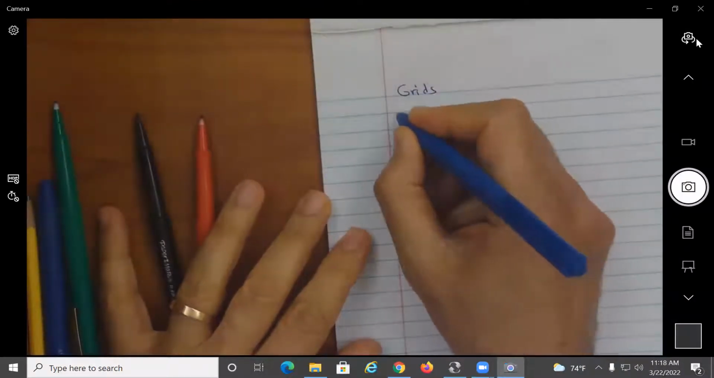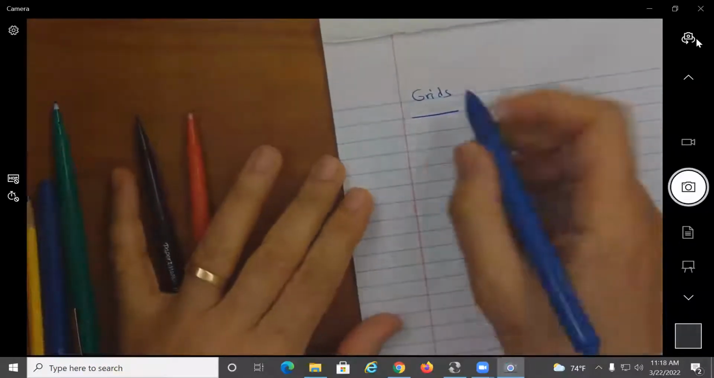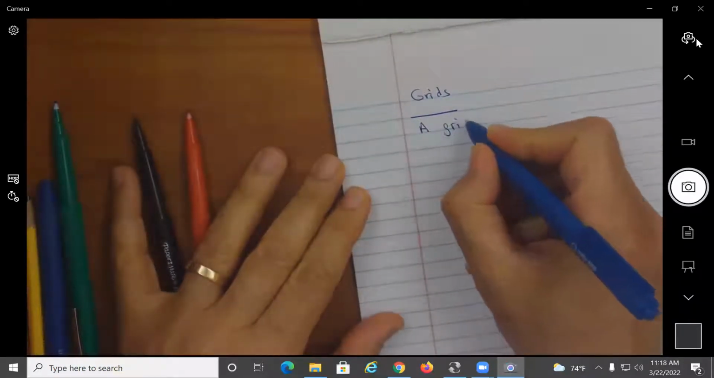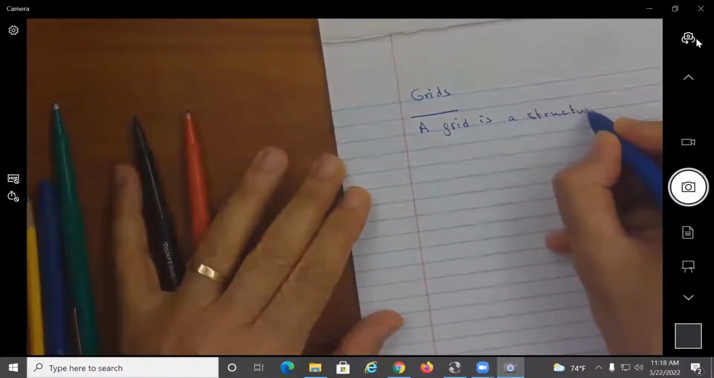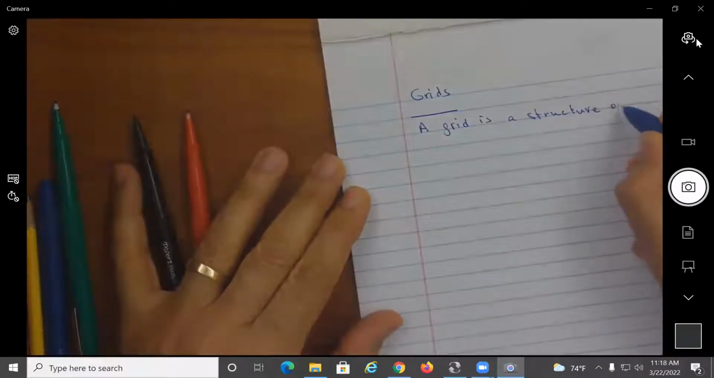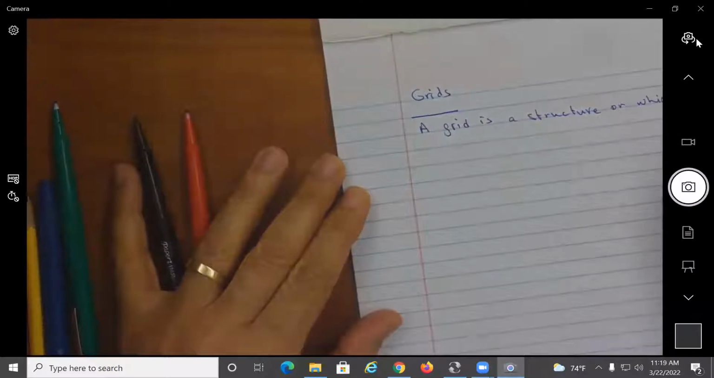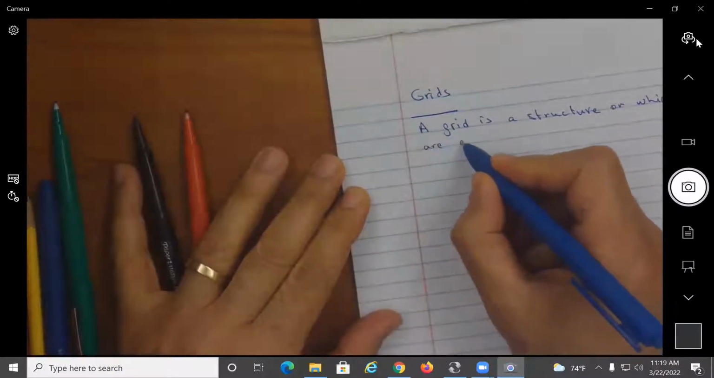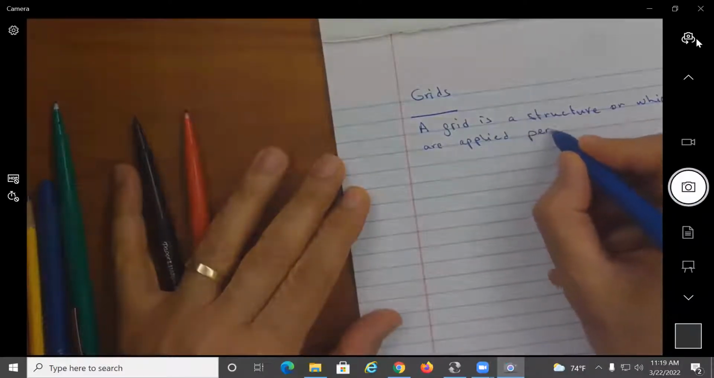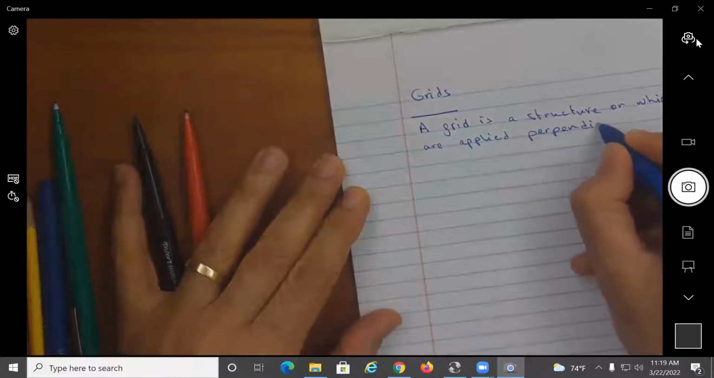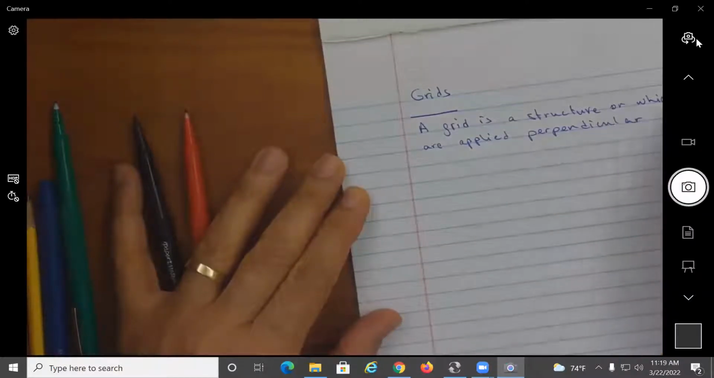So first, let us define grids. A grid is a structure on which the loads are applied perpendicular to the plane of the structure.